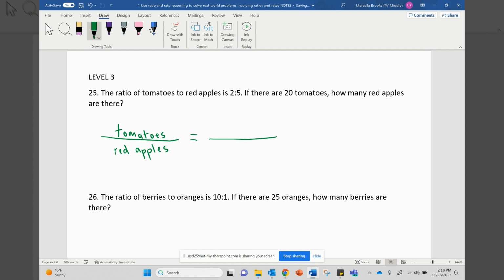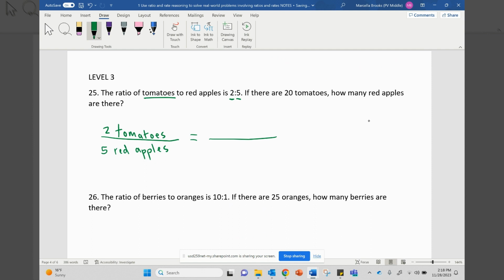So they say tomatoes first. That means the first number they tell us, 2, that's with the tomatoes. So 2 tomatoes. And the second number they tell us is 5. So that means the 5 goes with the red apples. So 2 tomatoes to 5 red apples. If there are 20 tomatoes, how many red apples are there?